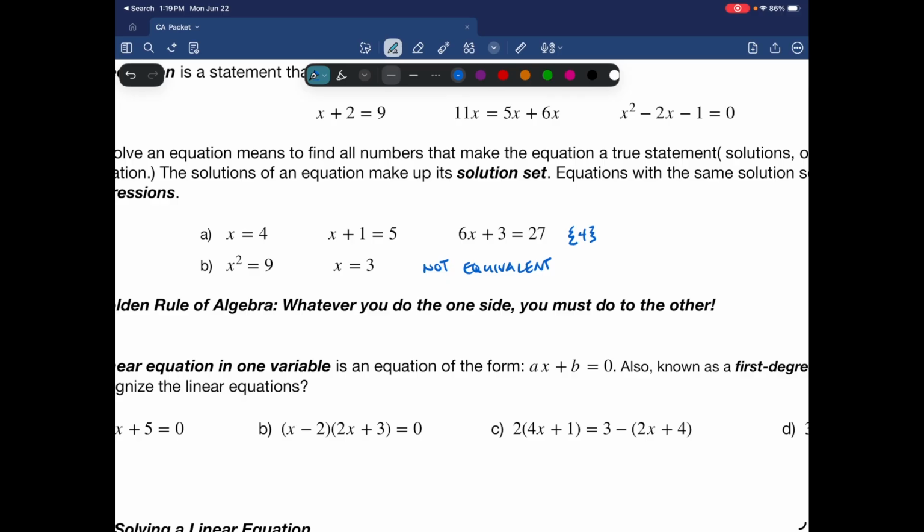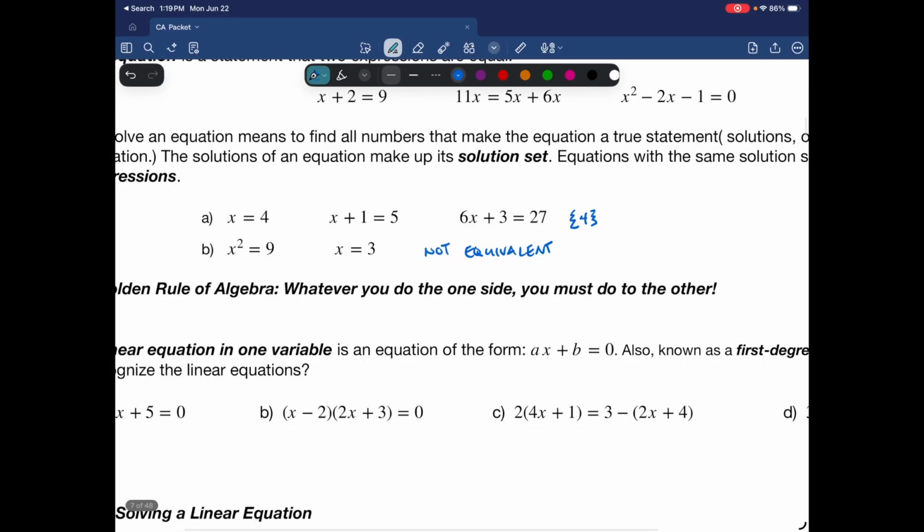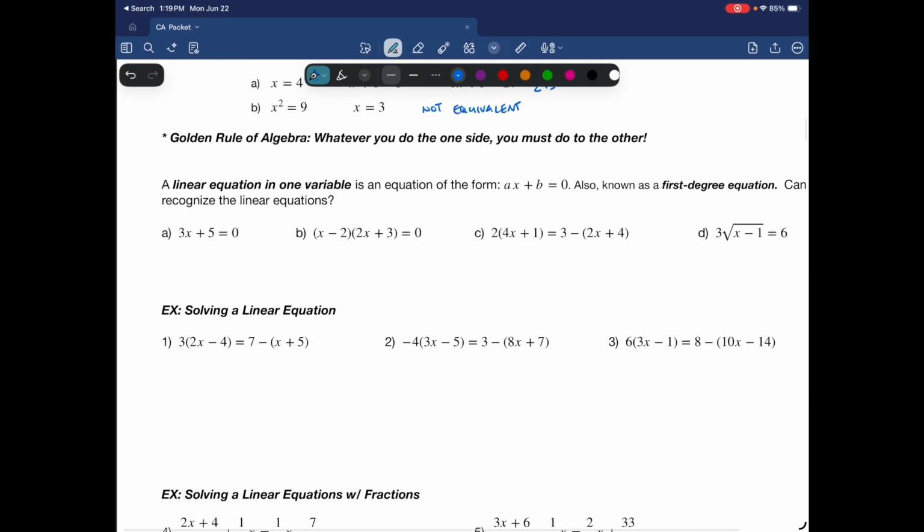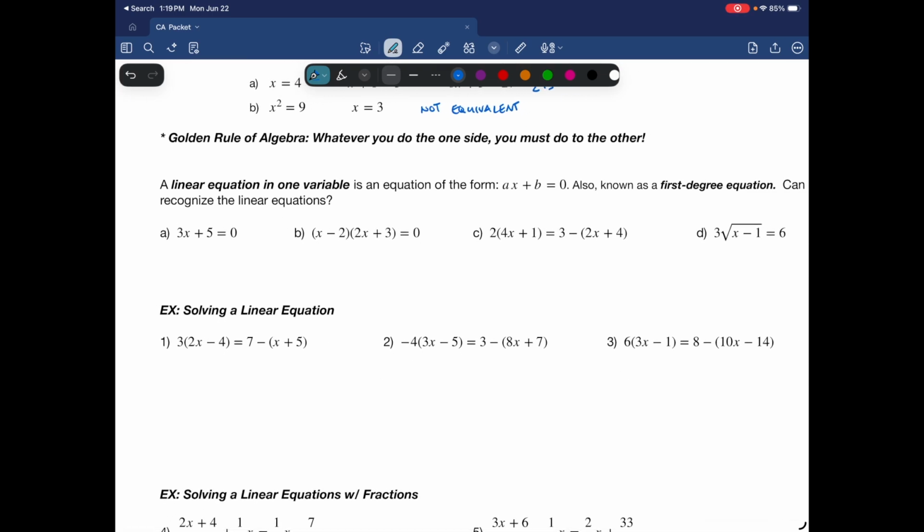The golden rule of algebra is whatever you do to one side, you must do to the other. A linear equation in one variable is an equation of the form ax plus b equals 0, also known as a first degree equation. You may be asked to find out whether it is a linear equation or not, and they just give you the expression. You're looking for something that fits this form, where x is only raised to the first power. If it's raised to a higher power or a lesser power, it's not linear. It has to be raised to only 1.